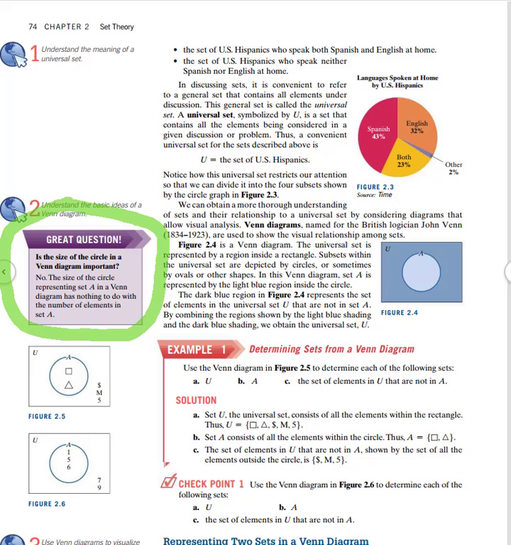Let's look at example 1. First part says, what's in the universal set? Set U. This, and all three of those. So we have 5 things in the universal set. Next, we're asked, what's in set A? These 2 things right here. And finally, what's in the set of elements in U that are not in A? It has to be this group here. These are not in set A, but they are in set U.